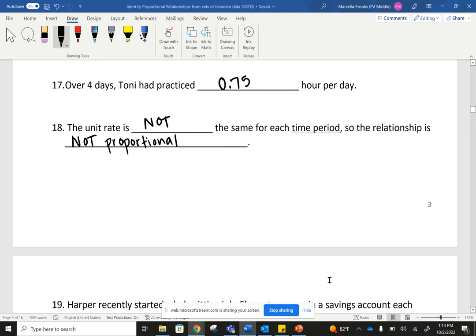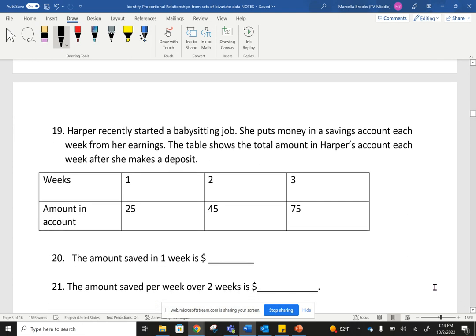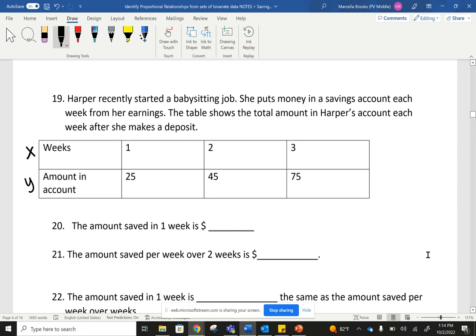So go ahead and flip over to the next page. Harper recently started a babysitting job. She puts money in a savings account each week from her earnings. The table shows the total amount in Harper's account each week after she makes a deposit. So this is a horizontal table. X and Y go like that. So to find the amount she saved in 1 week, we're going to do 25 over 1. In 2 weeks, we're going to do 45 over 2, 75 over 3, and then we calculate that.